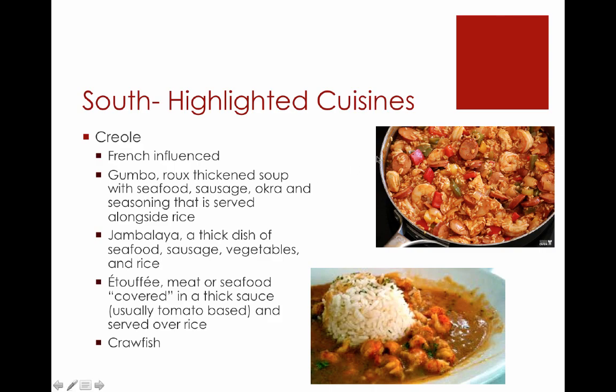Jambalaya is a thick dish, and this is jambalaya right here, of seafood. So you can see some shrimp here, and sausage. So here's the sausage, and some vegetables. You can see different colors, and rice all mixed together. So it's just a crazy mix of all different kinds of things. It does not have okra in it, so it's important for you to distinguish the difference between those two, that okra wouldn't, and it's thick. It's not a soup. So okra is typically not included in jambalaya.